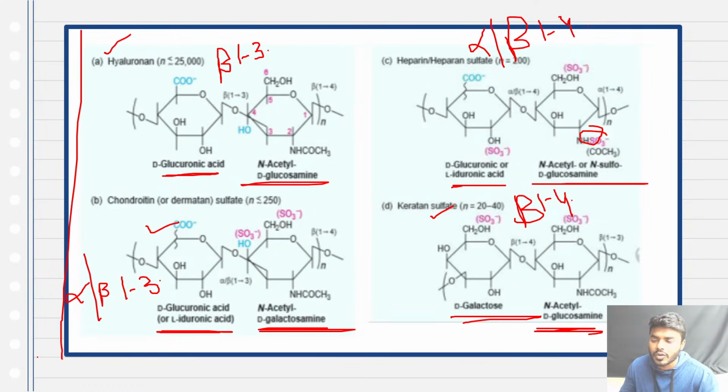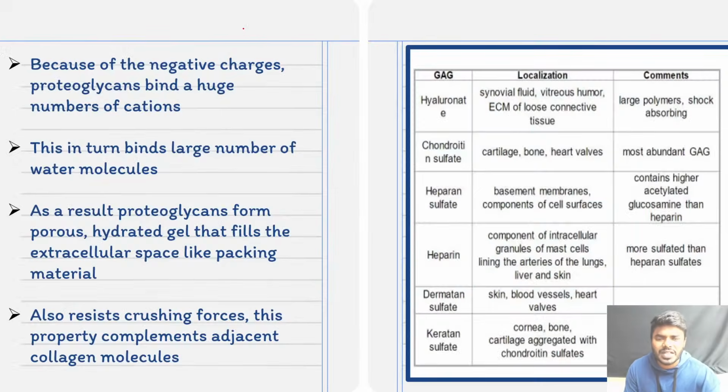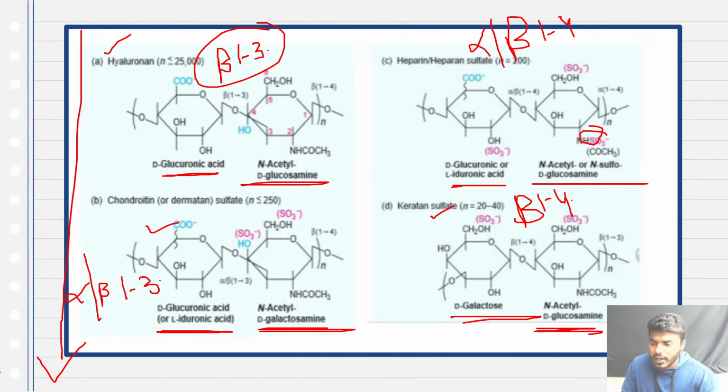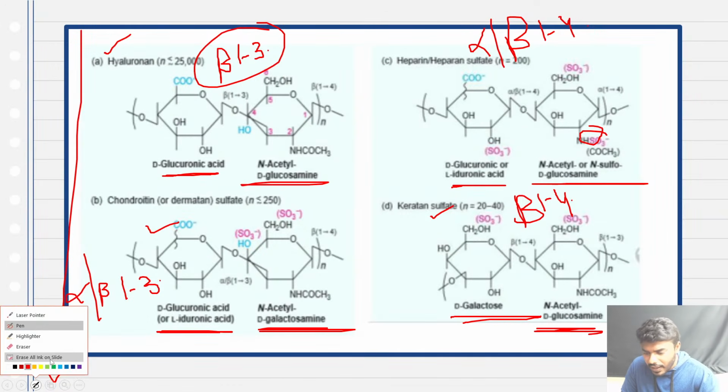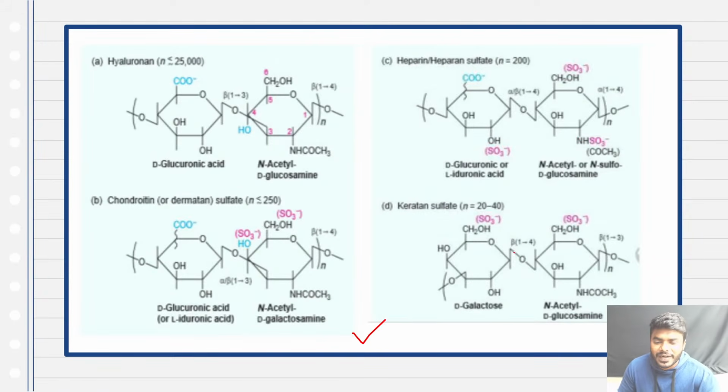I want you people to remember only the name of the sugar, sorry, the name of the protein, what kind of sugars they are formed of, and what their linkage is. Compulsory you have to remember. Okay. Is it clear, friends, everyone, till this particular slide?